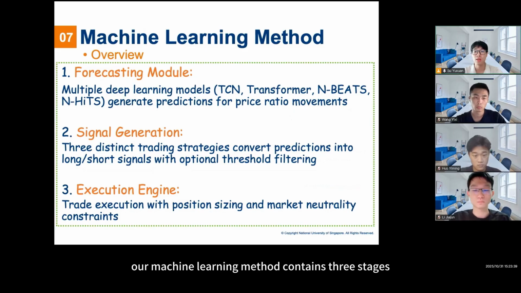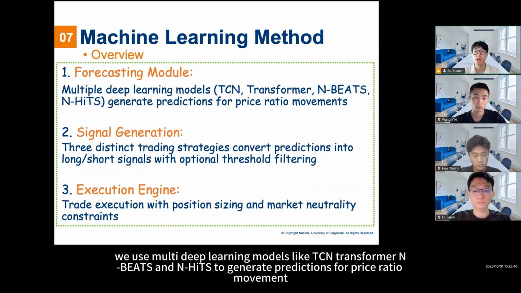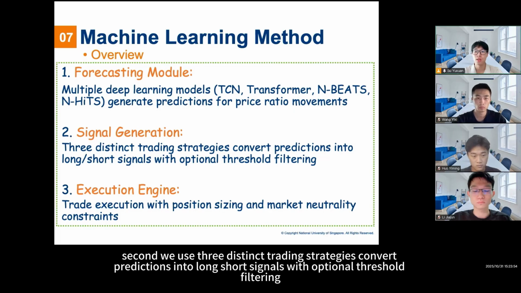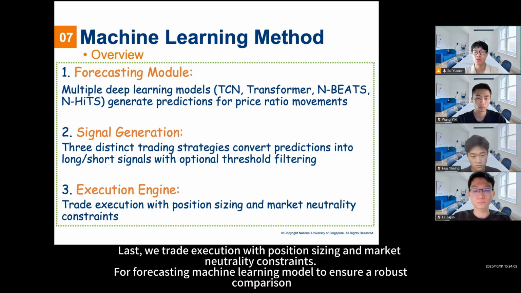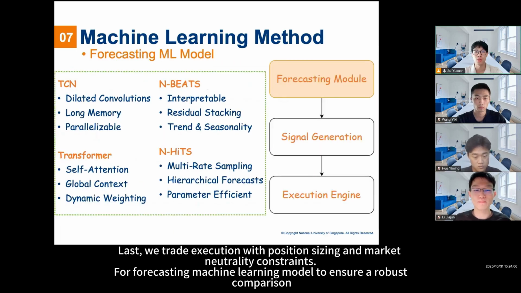Our machine learning method contains 3 stages. First is the forecasting module. We use multiple deep learning models like TCN, Transformer, and BiTS and HITS to generate predictions for price ratio movement. Second, we use 3 distinct trading strategies to convert predictions into long-short signals with optional threshold filtering. Last, trade execution with position sizing and market neutrality constraints.